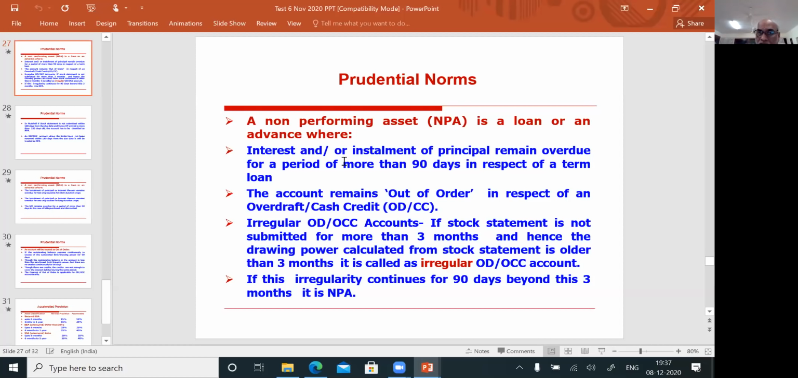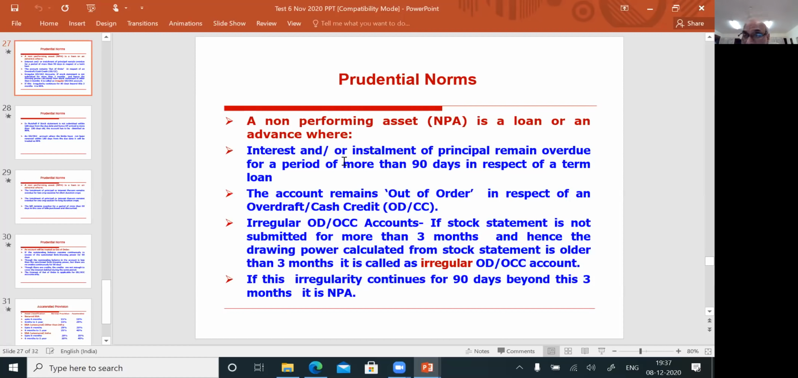So you see the point. Under the heading, a non-performing asset is a loan or advance where, the second point you read, the account remains out of order in respect of overdraft and OD/OCC. So all out of order advances are NPA with regard to OD/OCC, keep that in your mind. Okay. Third point, another concept in OD/OCC.